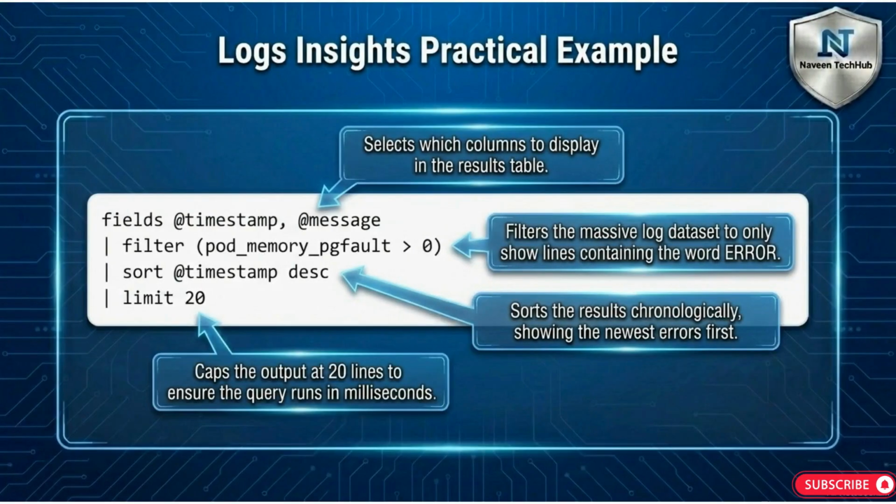CloudWatch Logs Insights allows us to query logs using a query language. Instead of manually opening thousands of log lines, we can search quickly. For example, we can select fields like timestamp and message, then filter logs where memory is greater than a threshold, or search only messages containing the word error, then sort by timestamp and limit the result. This is very powerful during incident troubleshooting. In production, when someone says, check why the application failed, Logs Insights is one of the fastest ways to investigate.